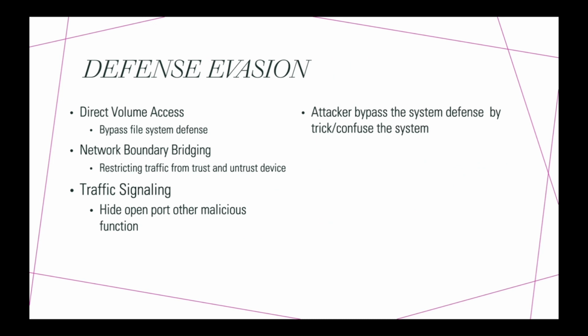Defense evasion, direct volume access, bypass file system defense, network boundary bridging that restricts traffic from trusted and untrusted devices, traffic signaling, hides open ports and other malicious functions, and the attacker bypasses the system defense by tricking and confusing the system. That is how they evaded the bank's self-defense systems.